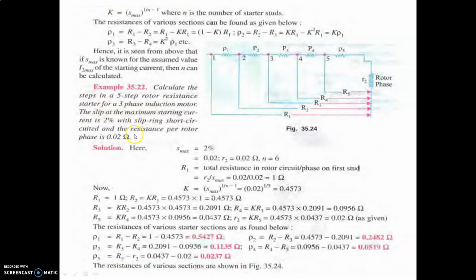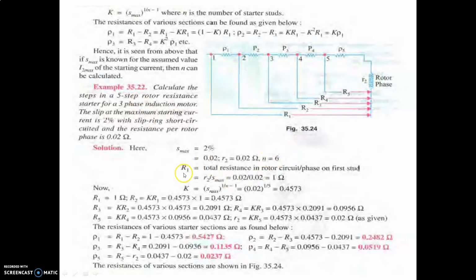It is a simple problem actually. It is a 5-step rotor resistance starter for a 3-phase induction motor. S max, the maximum starting current slip, is given as 2%, with the rotor short circuited, and the rotor resistance per phase, small r2, is 0.02 ohms. 5-step means n is equal to 5 plus 1, so the number of steps is 5 plus 1, that is, n is equal to 6 here.